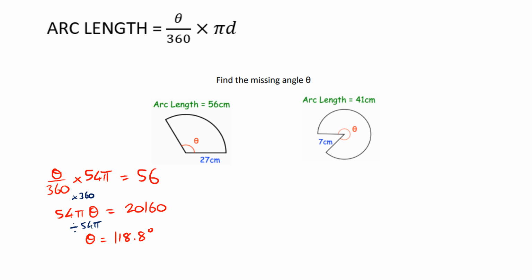And again, that looks about right. That is clearly more than a 90-degree quarter circle. It's clearly less than a 180-degree semicircle. So even though it's not going to be drawn 100% accurately, that matches roughly the sketch of the drawing.